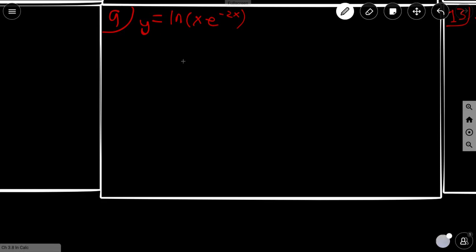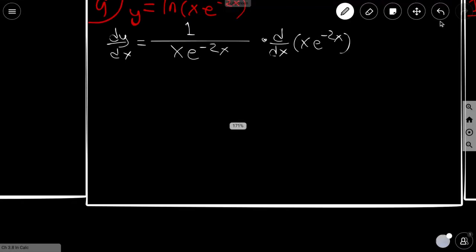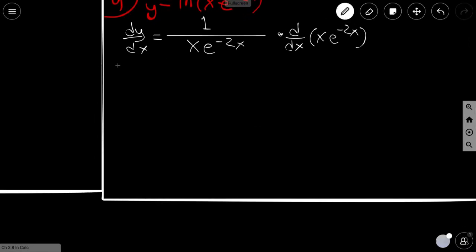So then for this problem, let's go ahead and start by differentiating 1 over x times e to the power of -2x times the derivative of that. Okay, so let's go ahead and continue a step.